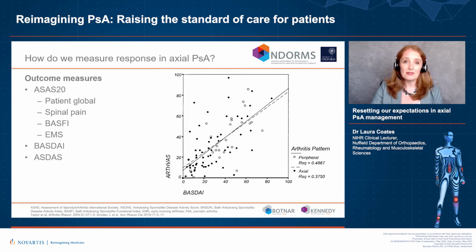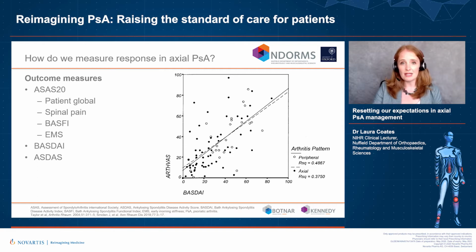And then the other issue is really how we measure disease activity and therefore response in axial psoriatic arthritis. The most common way of measuring axial involvement is using patient-reported questionnaires, such as the BASDAI, or sometimes combined into measures like the ASDAS. But these rely on patient questionnaires that can be high, even in patients who don't have inflammatory axial disease.